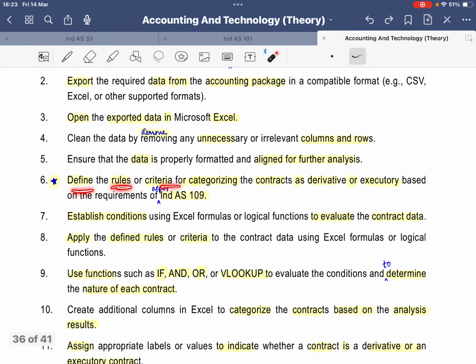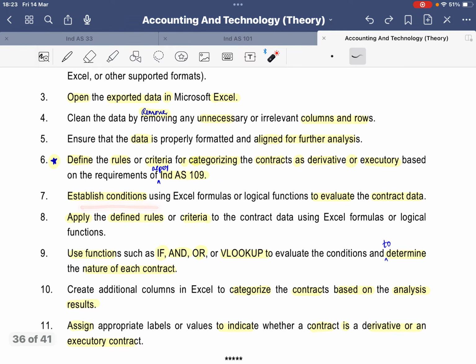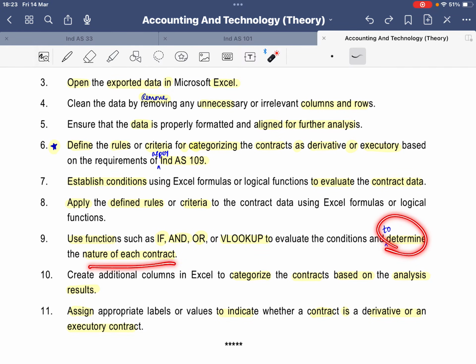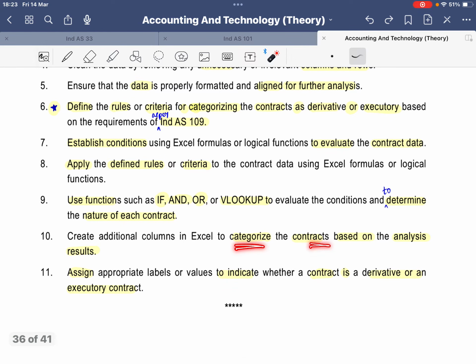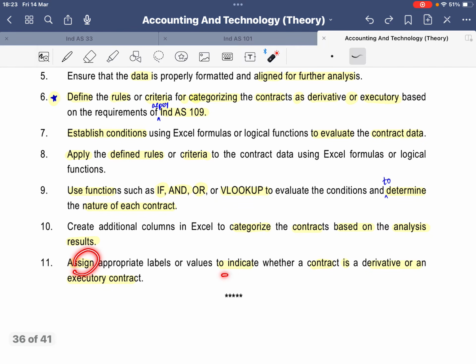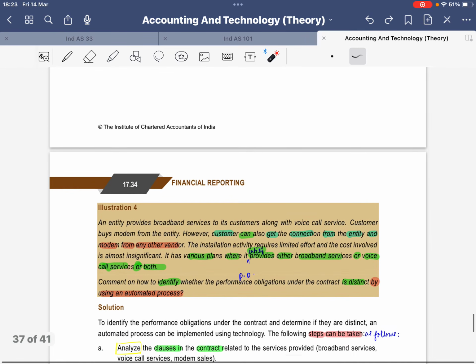Identify rules or criteria for categorizing contracts as derivative or executory as per Ind AS 109. Establish conditions to evaluate contract data. Apply defined rules or criteria. Use functions IF, AND, OR, VLOOKUP to determine nature of each contract. Categorize contracts based on analysis results. Assign a flag to indicate whether the contract is a derivative or an executory contract.